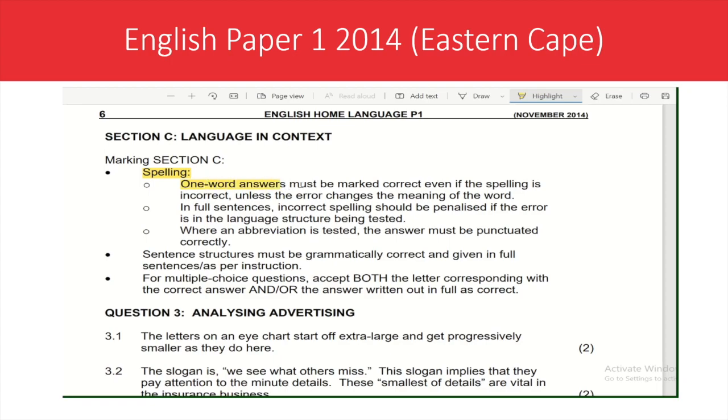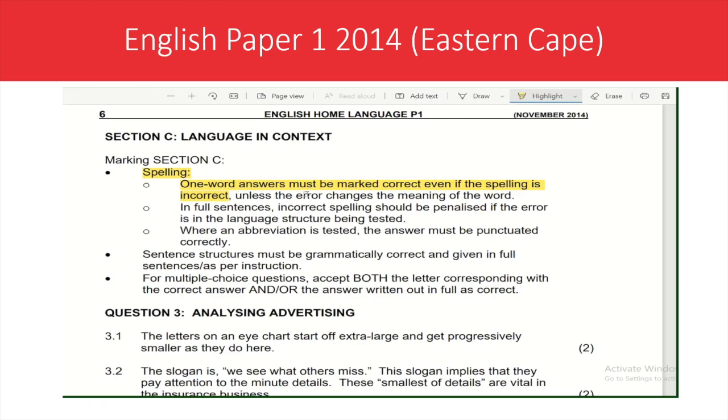One-word answers must be marked correct even if the spelling is incorrect, unless it's actually an error that changes the meaning of the word. So good news, spelling doesn't count in this part, in Question 3. Remember, if they are asking a proper language question, like turn the slogan from active to passive voice, it does need to have correct spelling.